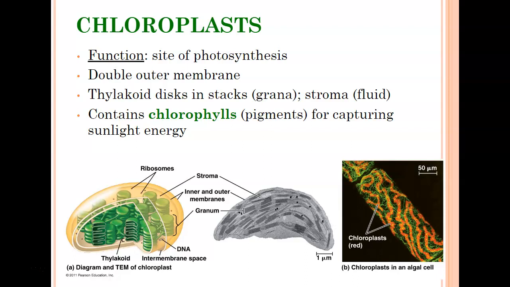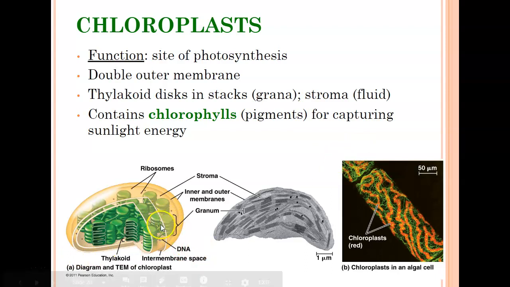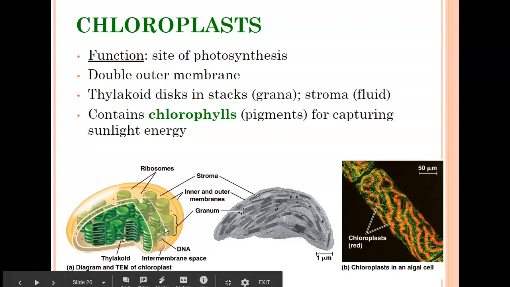Within the chloroplast itself, it's got a double membrane. It's got little stacks inside. I think of a roll of quarters, and each individual quarter would be a thylakoid disc. And when you stack them all together, it's called grana. So an entire stack, roll of quarters style, is a grana. And then the fluid floating around in there is called stroma.